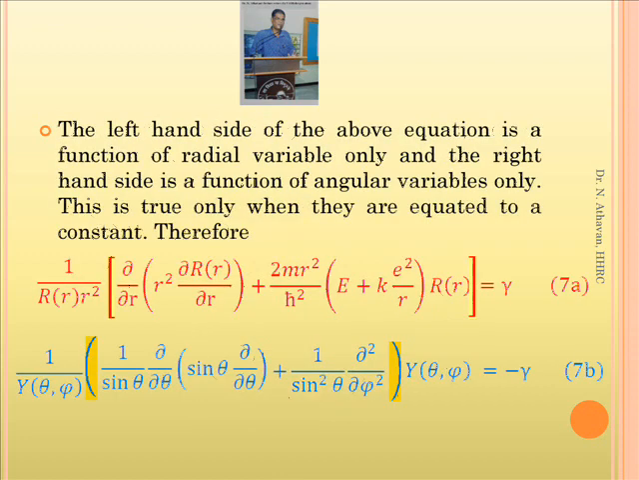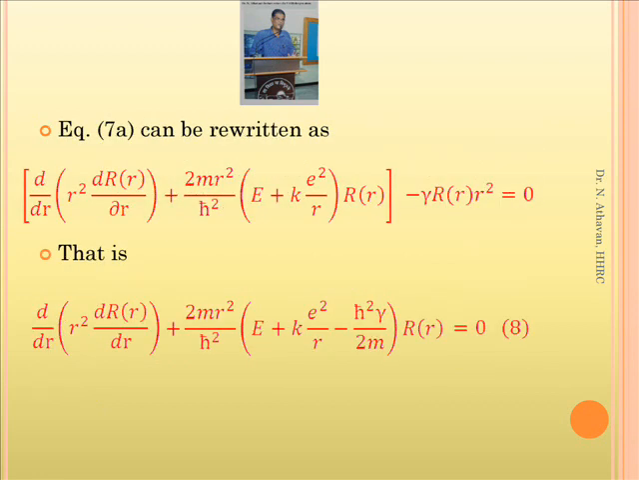Now we have two equations, 7a and 7b, out of which 7a is exclusively in the r variable and 7b in theta and phi variables. Equation 7a can be written as d/dr (r^2 dR/dr) + (2m r^2/ħ^2)(E + ke^2/r) R(r) - γ R(r) = 0, where we denote that constant by γ. After some simple rearrangement we get the equation given in equation 8. So this is the radial equation.